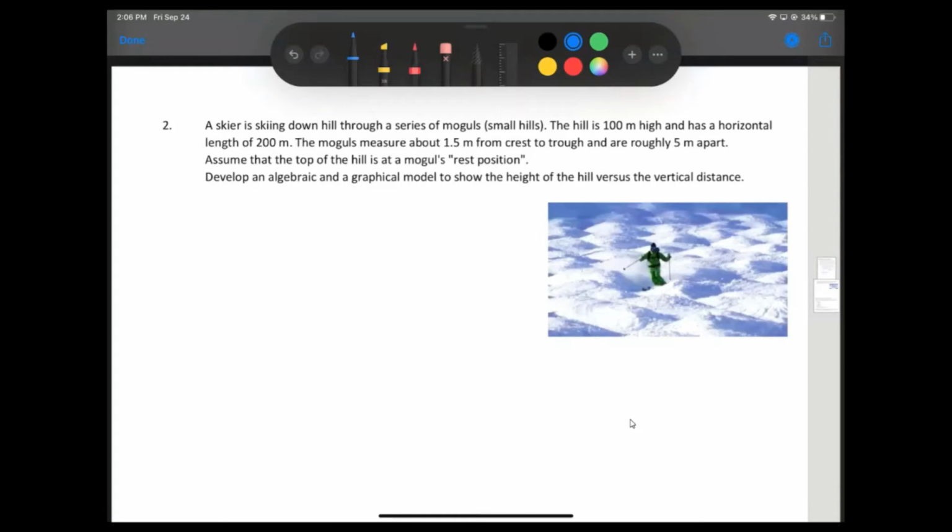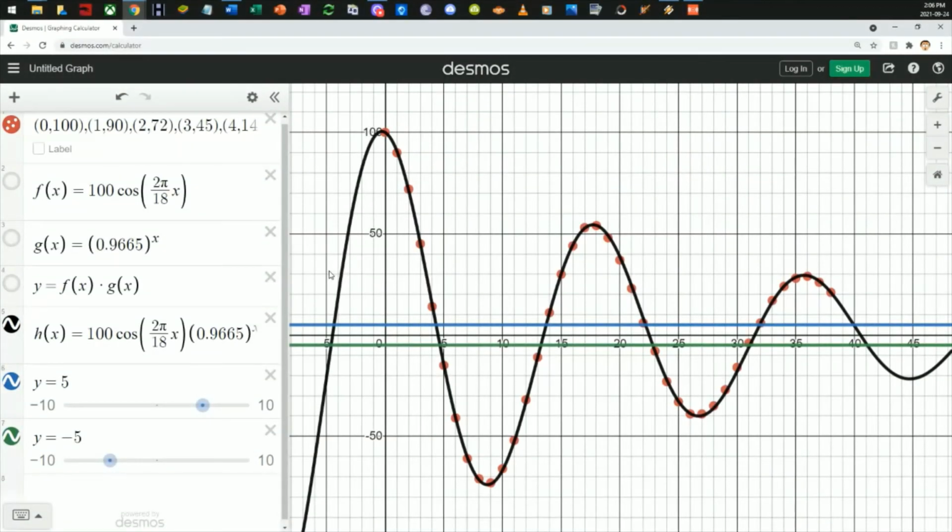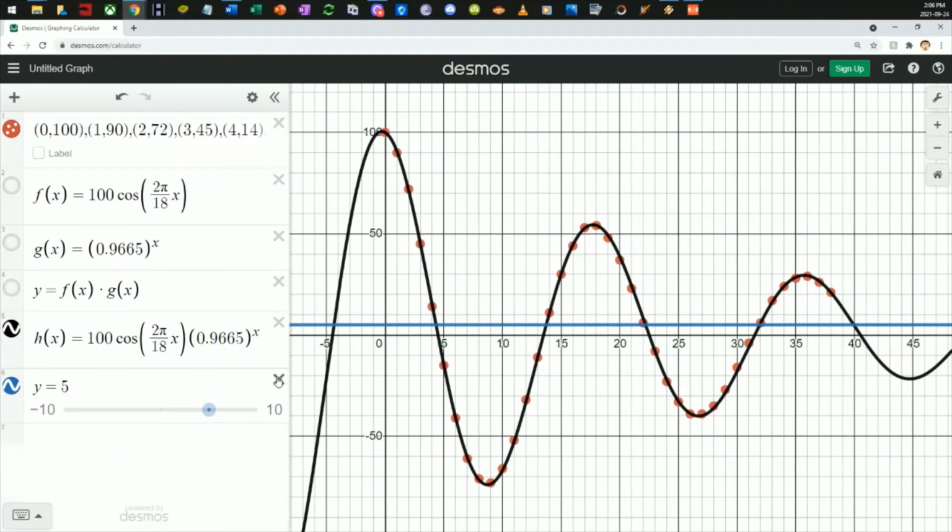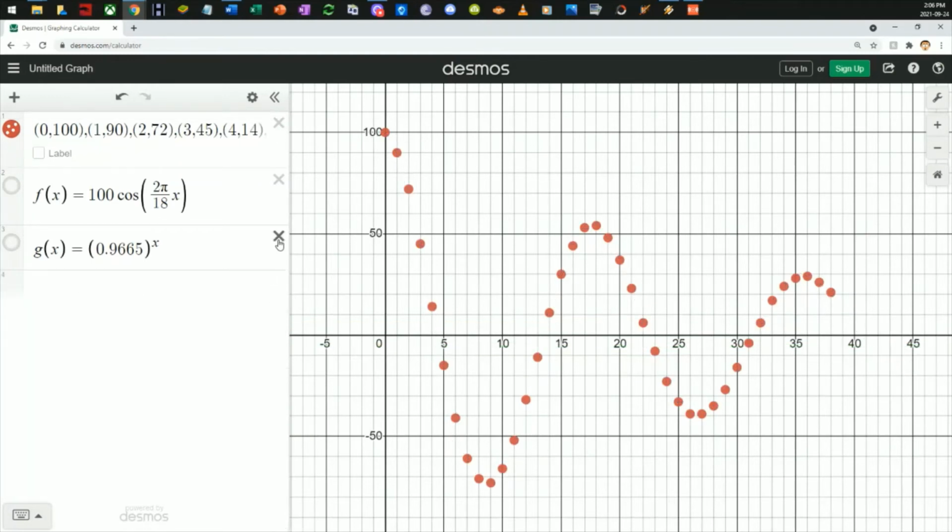Assume that the top of the hill is at the mogul's rest position. So you're starting not within a crest or a trough when you first begin this. And we want to see if we can develop an algebraic and graphic model to show the height of the hill versus the vertical distance. Okay, so let's go back over to Desmos and see if we can first of all figure out what this is even really asking us to do. So I'm going to get rid of a whole bunch of these equations that we don't need anymore.